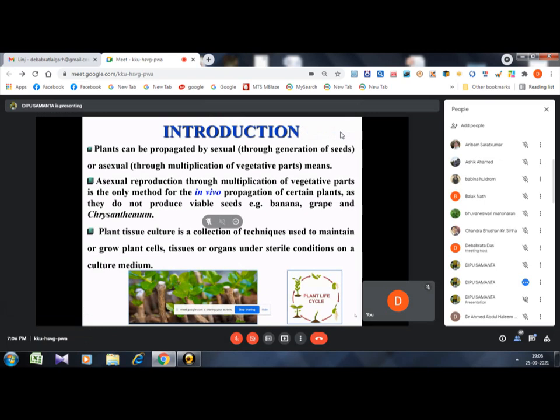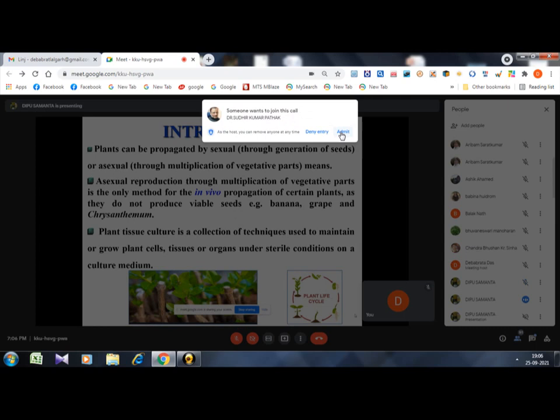Asexual reproduction through multiplication of vegetative parts is the only method for the in vivo propagation of certain plants, as they do not produce viable seeds, like banana, grapes and chrysanthemum. Plant tissue culture is a collection of techniques used to maintain or grow plant cells, tissues or organs under sterile conditions on a culture media.